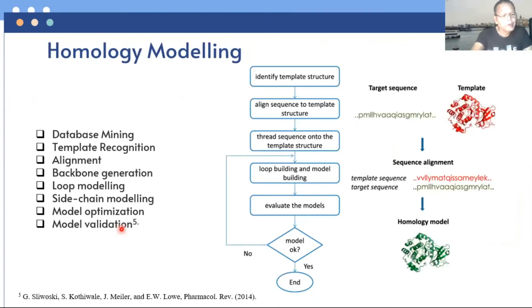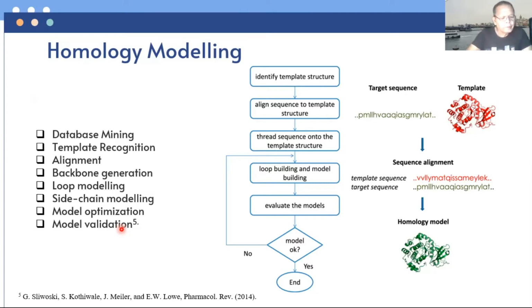Now let's see homology modeling. Homology modeling is modeling a protein's three-dimensional structure using a non-experimental structure, a homologous protein. In this case, proteins sharing a significant similarity of sequence can be expected to also share a significant similarity of structure. The protein tertiary structure is better conserved than the amino acid sequence.